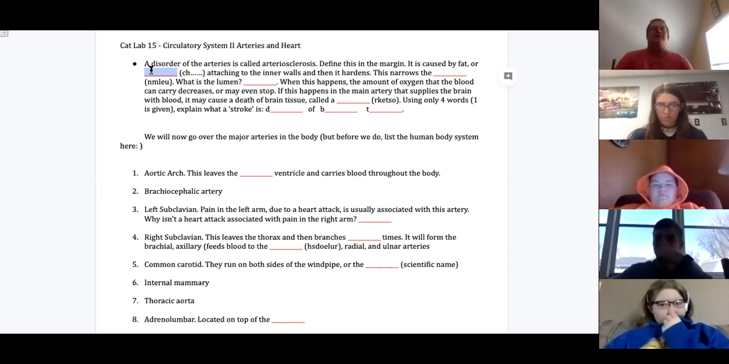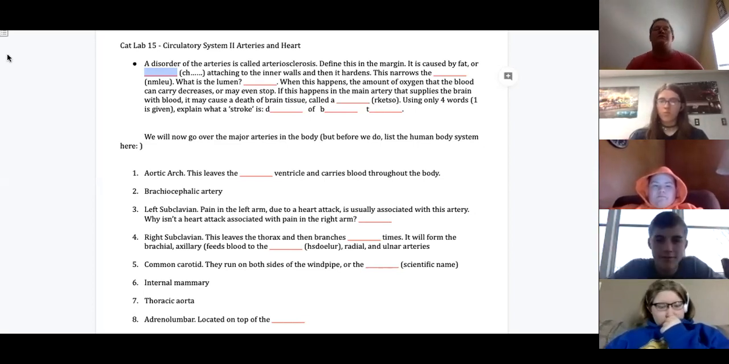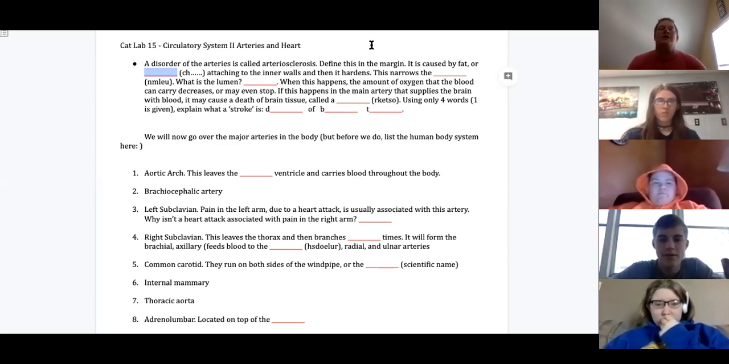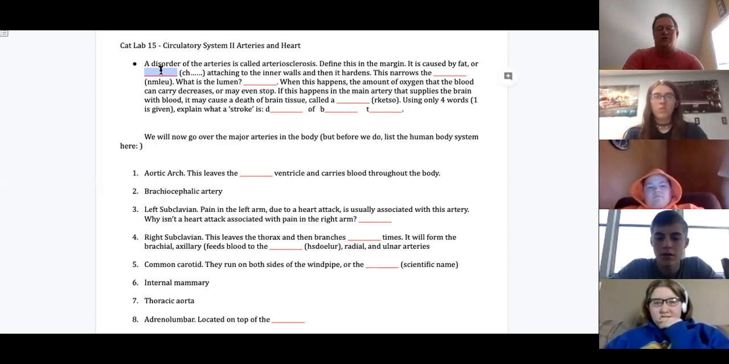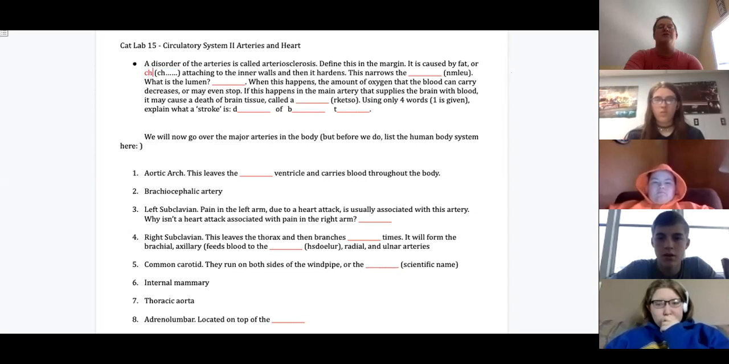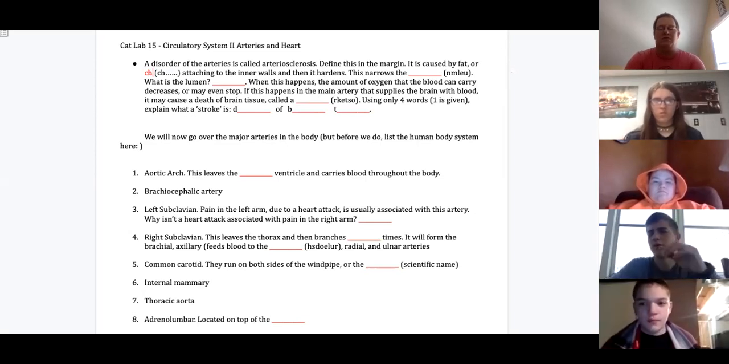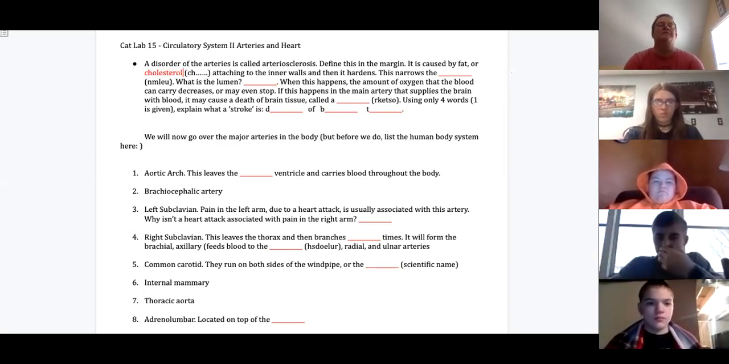Okay. Cat Lab 15, a disorder of the arteries is called arteriosclerosis, defined as in the margin. So you could define it just like down here somewhere, but it is caused by fat, which is adipose tissue, in the arteries, we call it a type of plaque, starts with a CH. You might go to the doctor and get your blank tested. Cholesterol. Cholesterol.